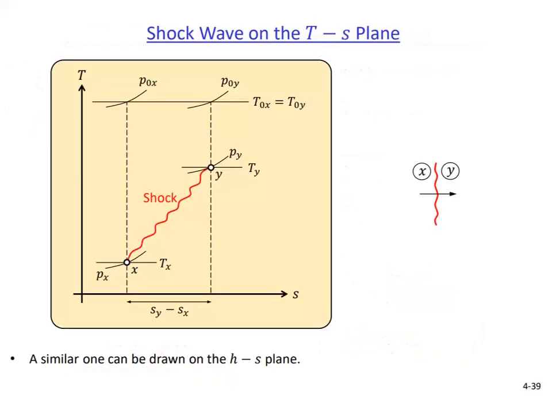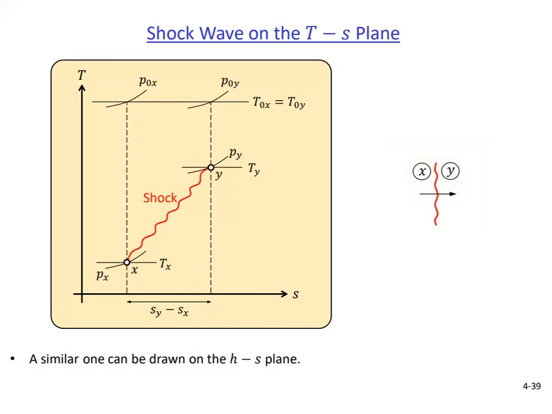This is how the non-isentropic process across a shock wave is seen on the TS diagram. X and Y are the states just before and just after the shock. On the TS diagram, there are two different points. We know that the temperature increases across the shock, and that's why point Y is located higher than point X.